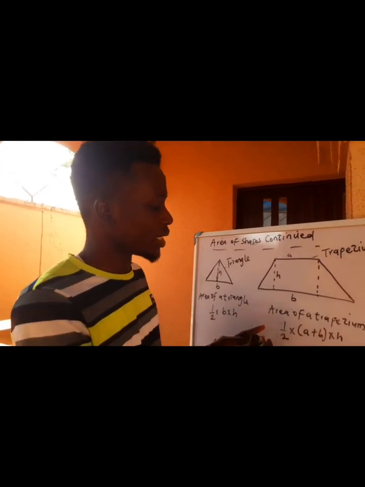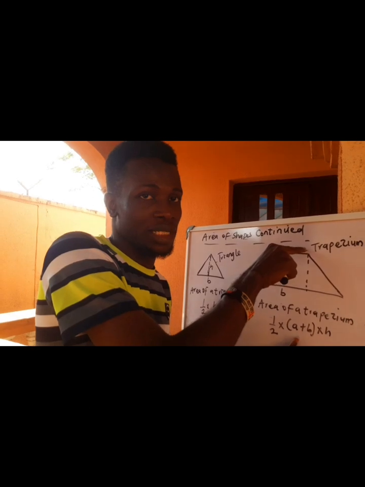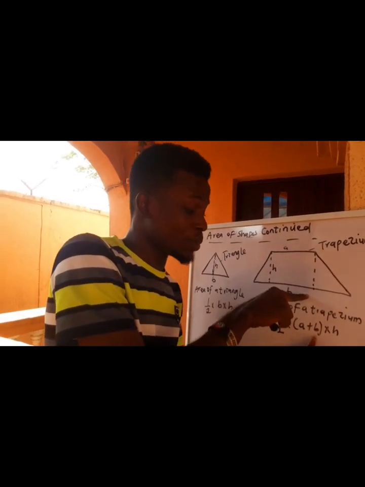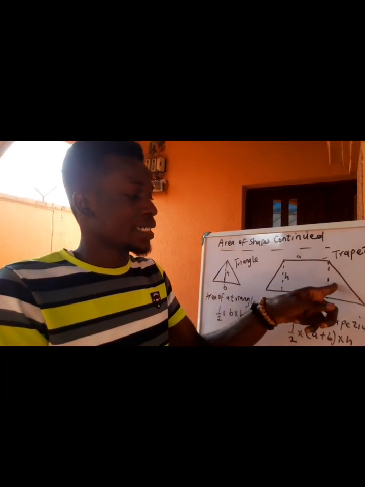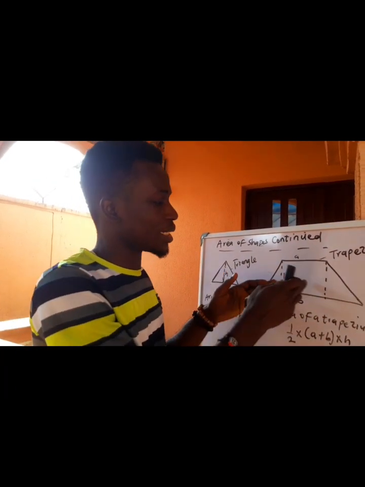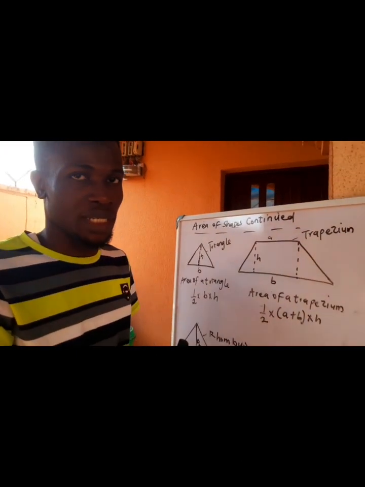So the area is 1/2 times (A, which is the side for the top, plus B, which is the side for the bottom), times what? The height. This is the height. It can be here, it can be here, because these are still equal. So this is it for the area of a trapezium.